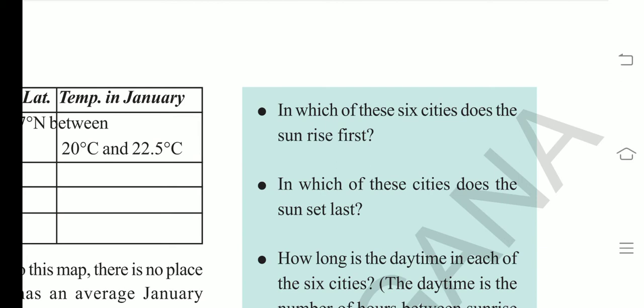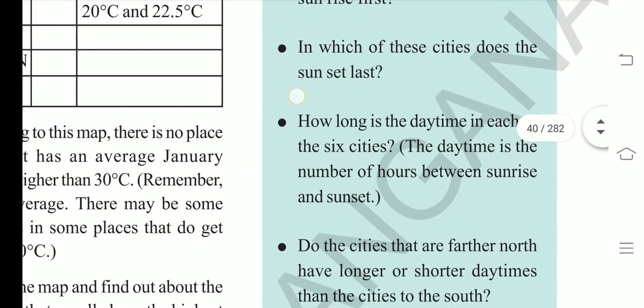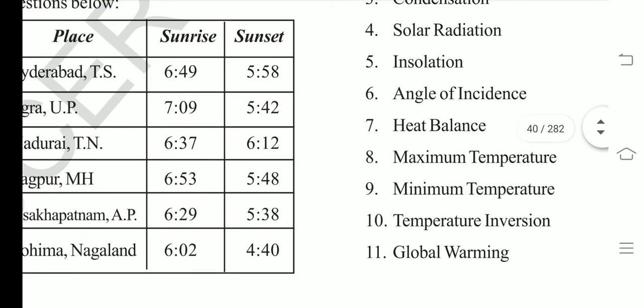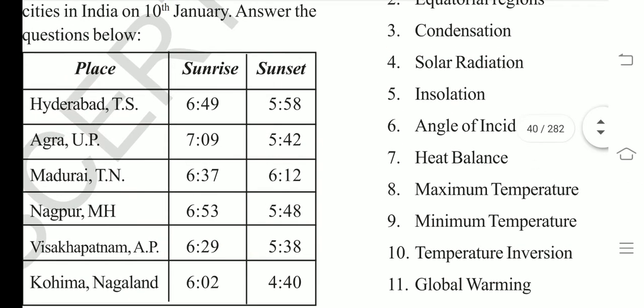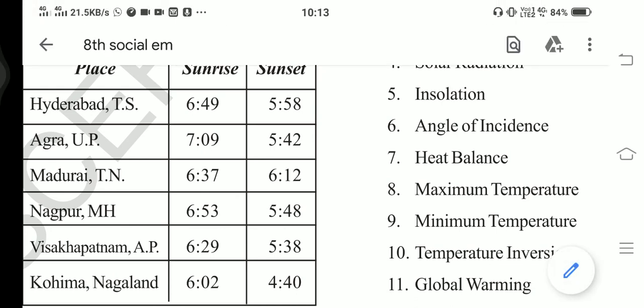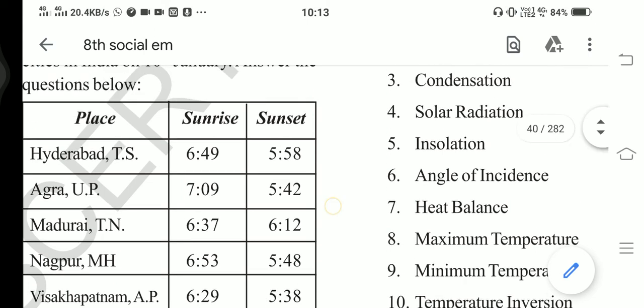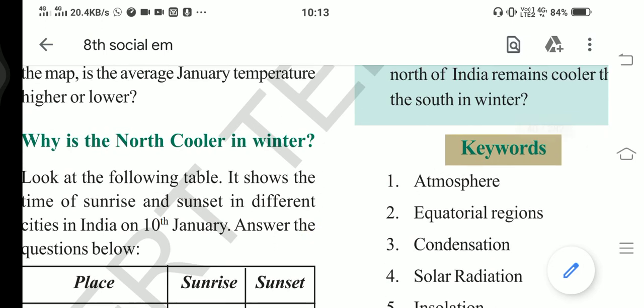In which of these cities does the sun set last? Look at the sunset timings. It is given as 6 hours 12 minutes, Madurai, Tamil Nadu. Their sunset is last, understand? By evening it is 6 hours 12 minutes, that is the sunset last. So the remaining questions you have to answer here, understand, right?